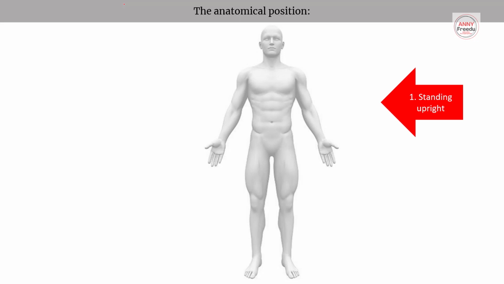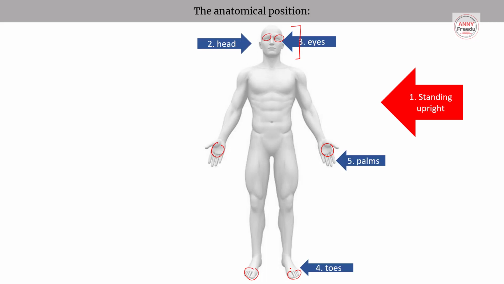The next thing that comes to your mind when you observe this diagram is that the head is facing forward because we are standing in front of this body, as well as the eyes need to face us. If we are standing in front, then the eyes are looking forward. Also, palms are facing forward and toes are facing forward as well. So here you have four other criteria. Head, eyes, palms, and toes are facing forward.